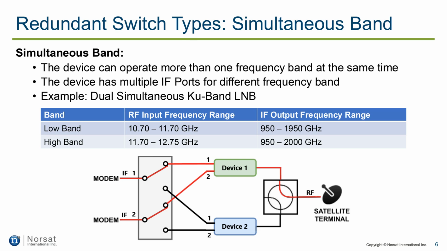Unlike multi-band systems, which switch between bands, simultaneous band systems don't need to switch. They can handle multiple bands simultaneously with separate IF ports to the modem, offering greater flexibility and increased bandwidth.